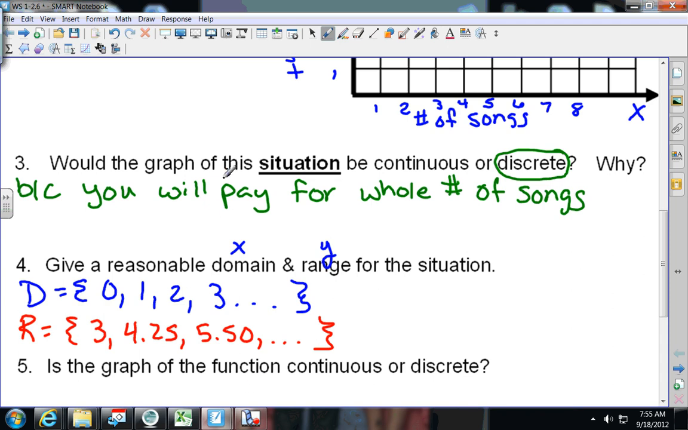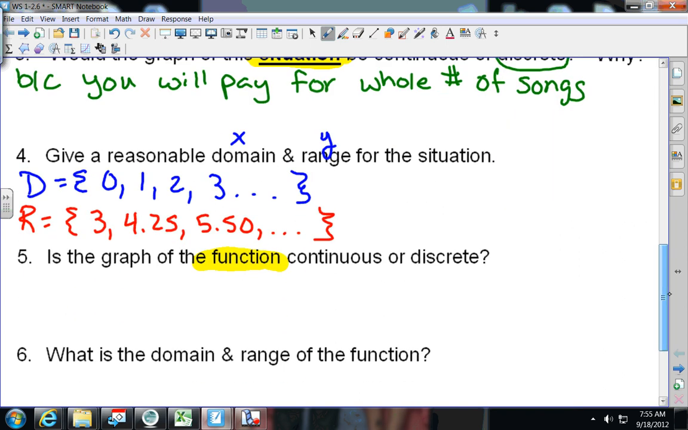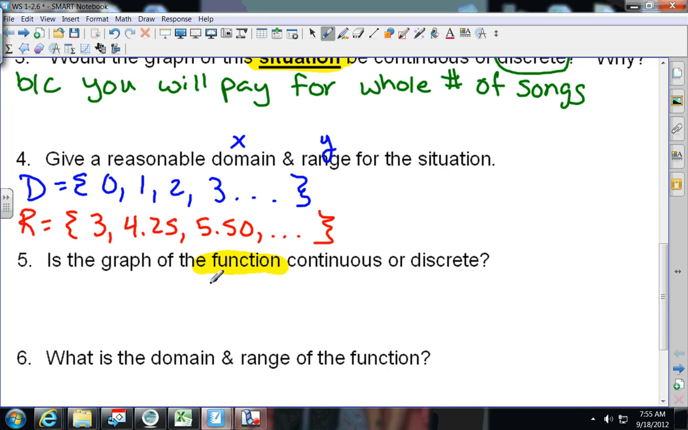Now, I want you to pay attention right here. If you have a highlighter, I want you to circle it. Up here in this last one, it says what would the graph of the situation be? And we said the situation is discrete. The difference in number 5, it says what is it of the function? Okay. Well, what does that function mean? It's the same as saying the equation.